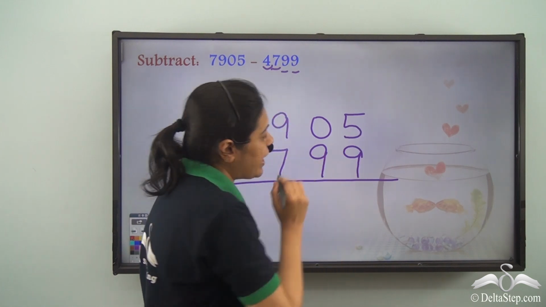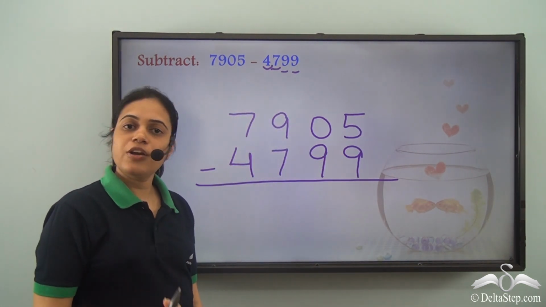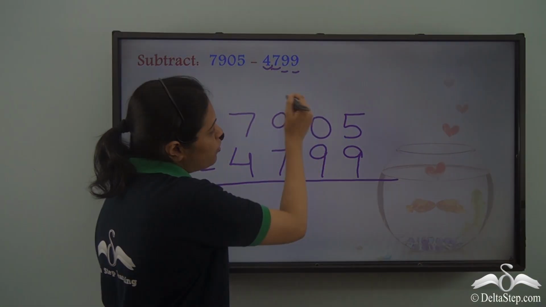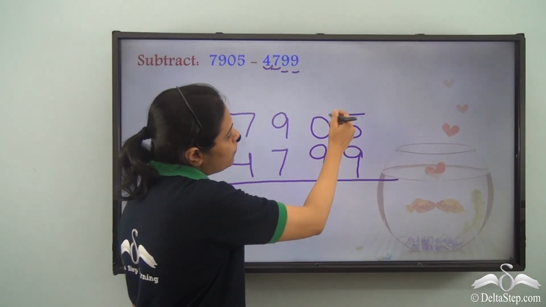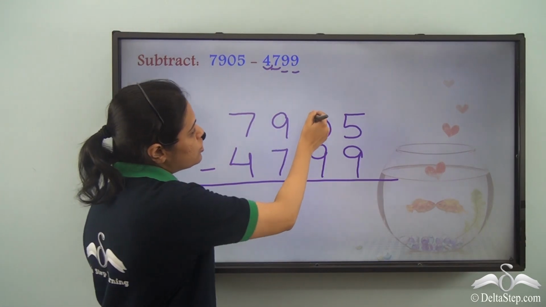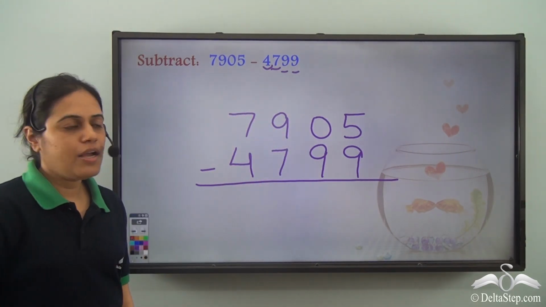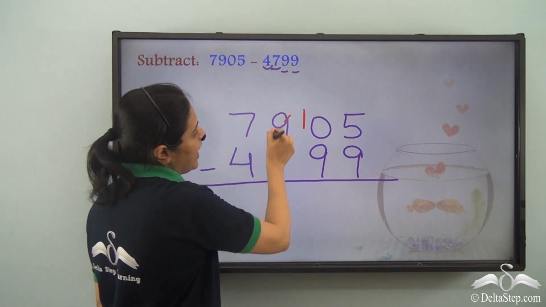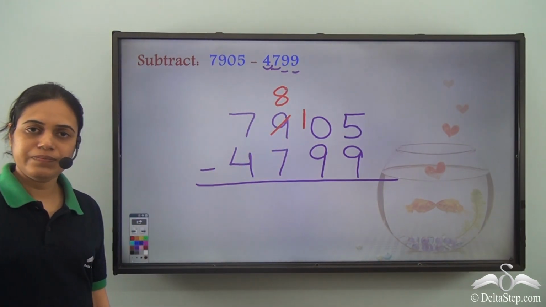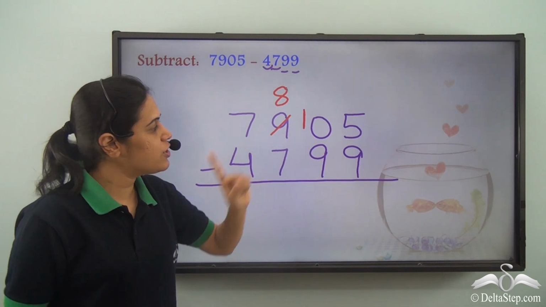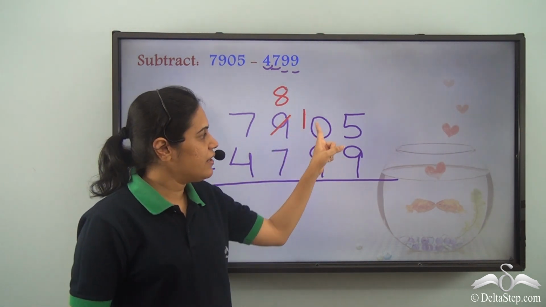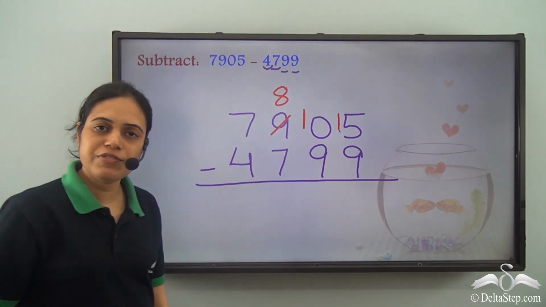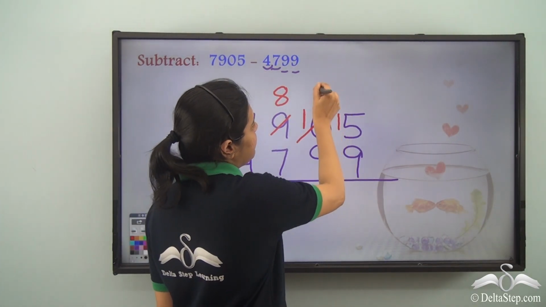I have 5 minus 9. Now 5 cannot subtract 9 because 5 is smaller than 9. So 5 will try to borrow 1 from 0. But 0 cannot give 1 to 5. So 0 will try to borrow from 9. 9 gives 1 to 0 to make it 10. And 9 itself becomes 8 because it decreases by 1 and 0 becomes 10. Now this 10 will lend to 5. So 10 will give 1 to 5 and make it 15. And 10 will become 9.